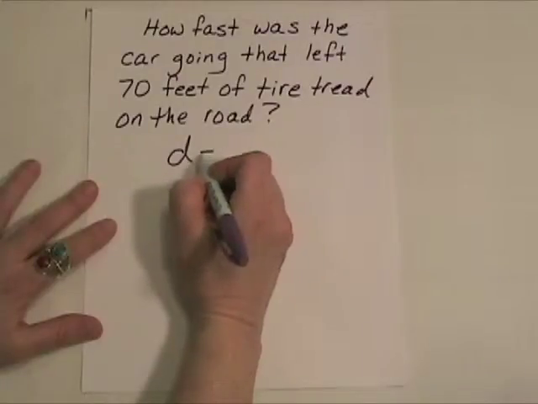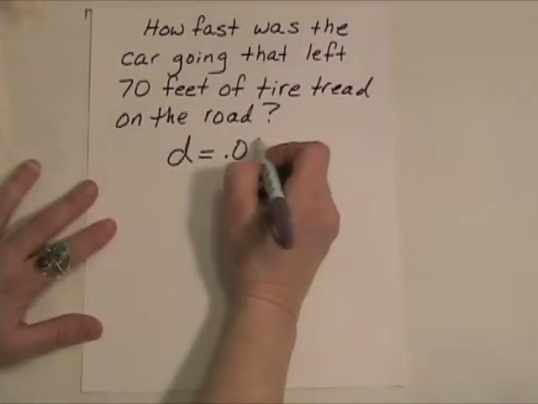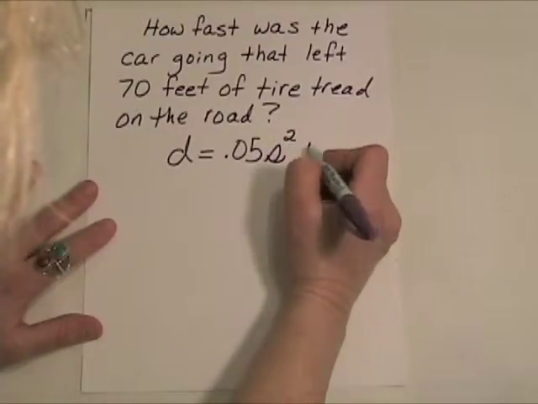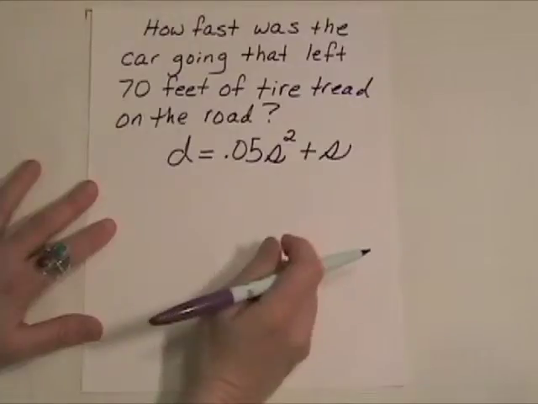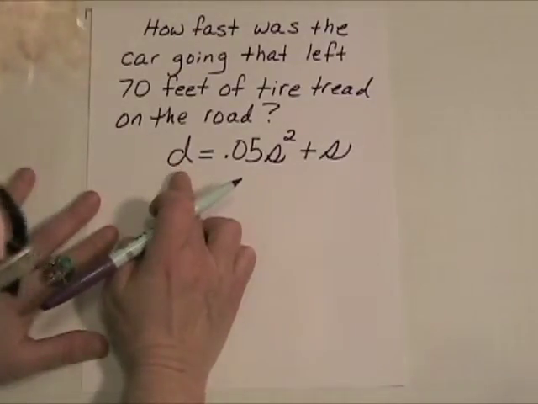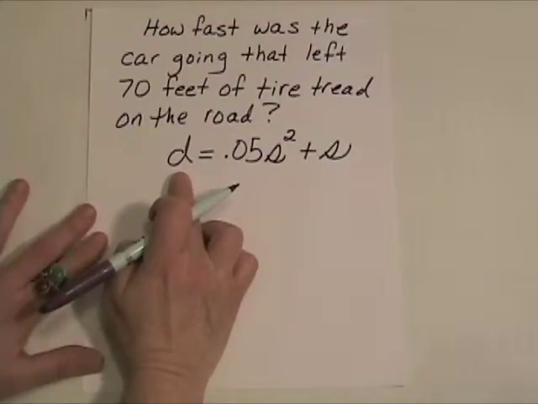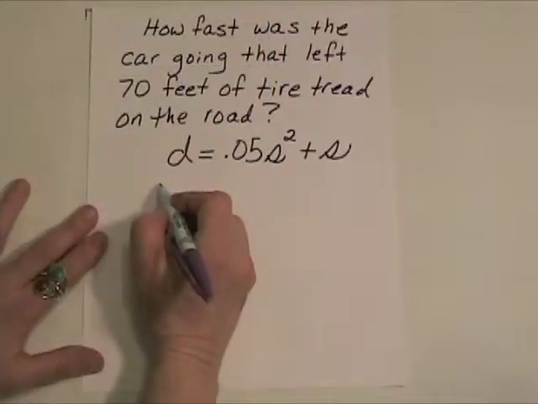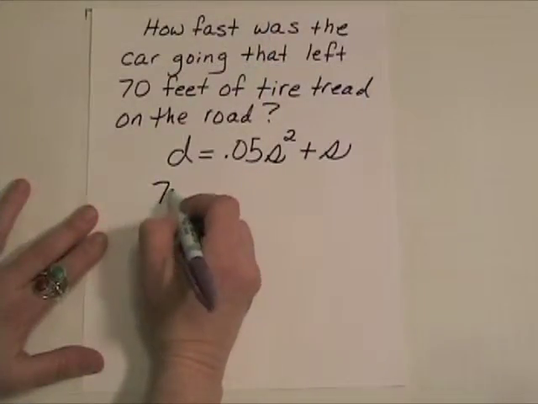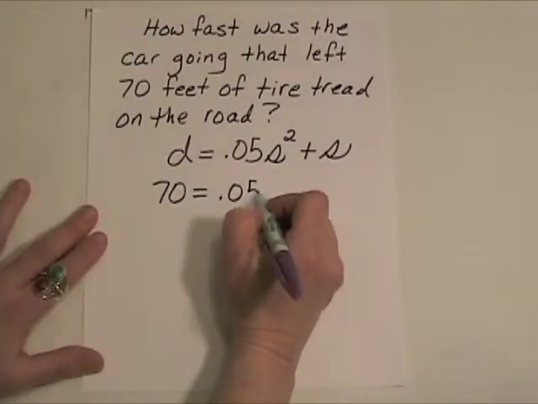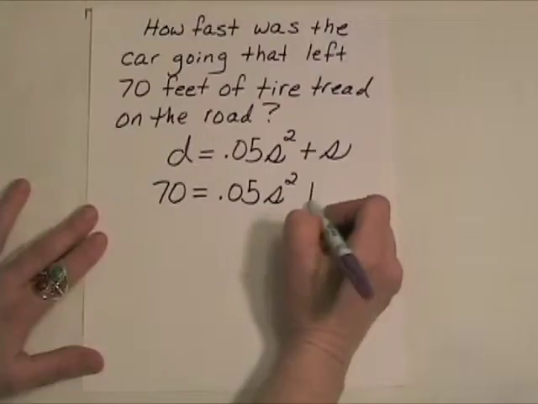Distance is equal to 5/100ths times the speed of the vehicle squared plus the speed of the vehicle. Now, if we can determine how long it took the vehicle to stop, we can determine how fast that vehicle is. We have 70 feet of tire tread on the road. So that's 70 is equal to 5/100ths s squared plus s.